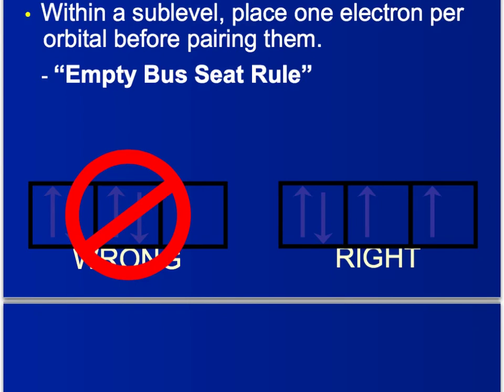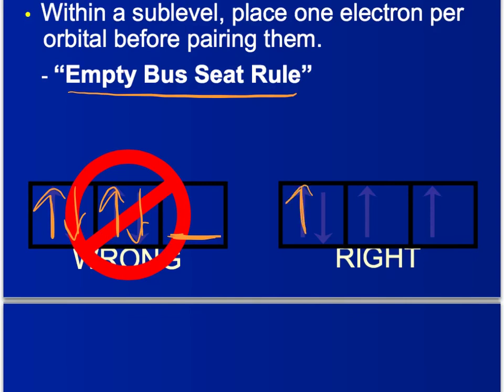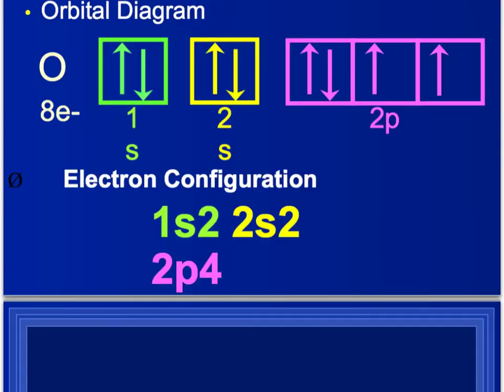Now, here's a good example of how you should write these, and sometimes this is known as the empty bus rule. As I said a second ago, each kid wants to have their own room. Over here you can see that they drew the electrons like this and left one bus seat, or one room, empty. But in reality, remember, you start off with the first box, put one in the second box, one in the third box, and then you come and fill the first box again. That's the correct way to fill these diagrams out.